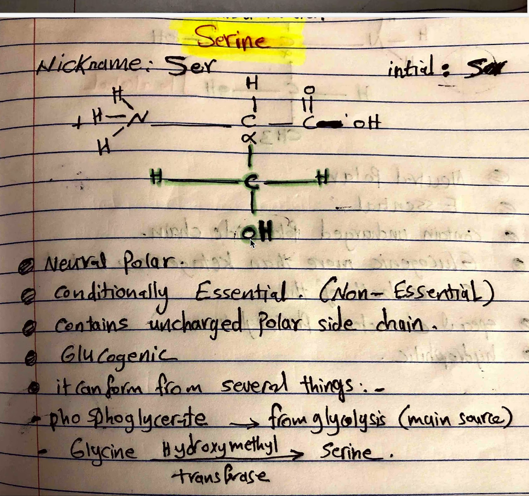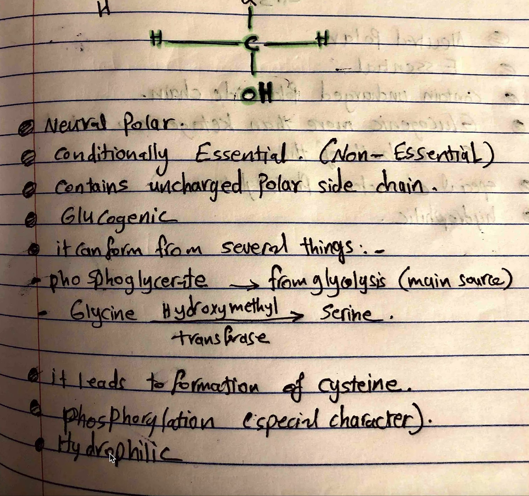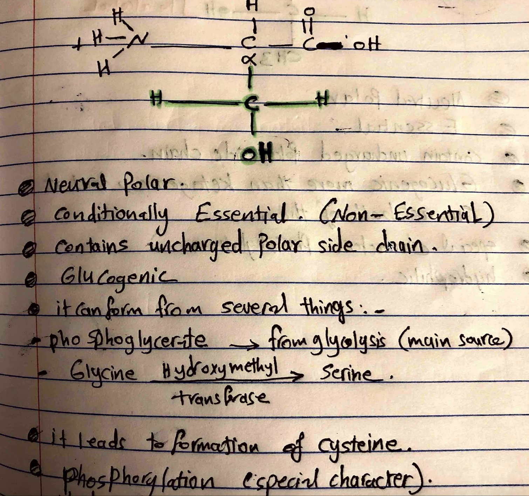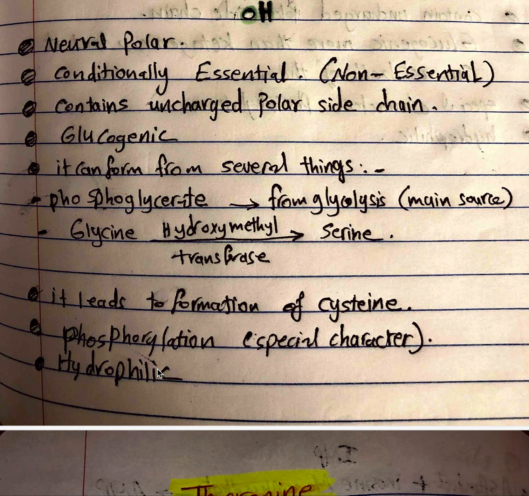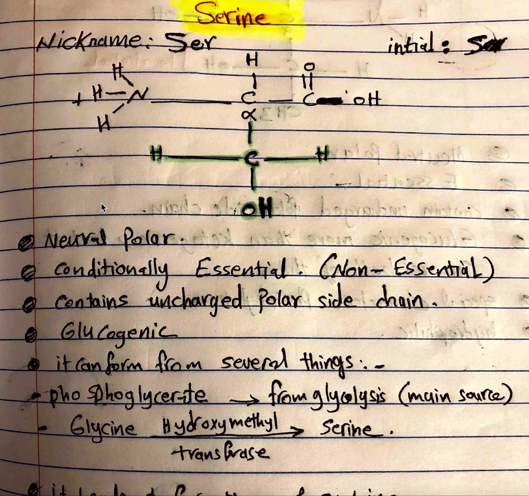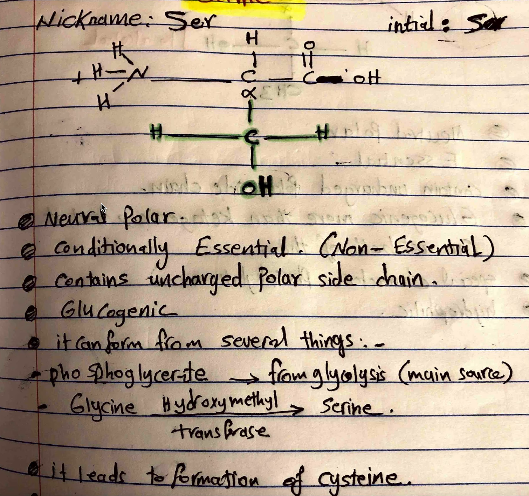So again, about the serine, there is no trick in the serine. You just mention the first three letters and the initial is S. What's special about its side chain is that it contains another C with the OH, which makes it polar, which also makes it hydrophilic, and it's also non-essential. The main source is through the phosphoglycerate from the glycolysis, and it's glucogenic. This is the most important information you have to know about the serine.